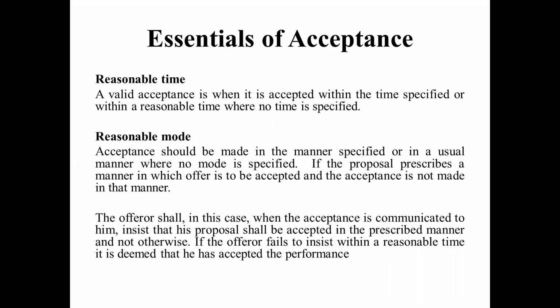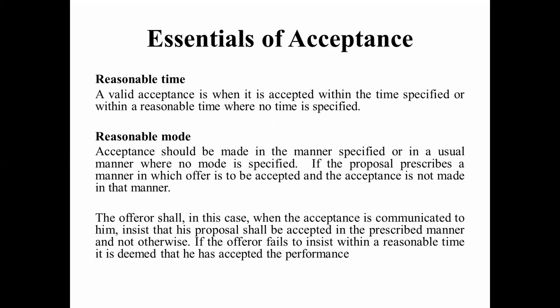So if you follow his instructions, then it will be a specified mode. But if he has not specified where he wants the delivery, then it is a reasonable mode that he knows there is a production unit of that person where you have to send these goods. Otherwise, it is something very unusual that you are delivering these goods at his residence.